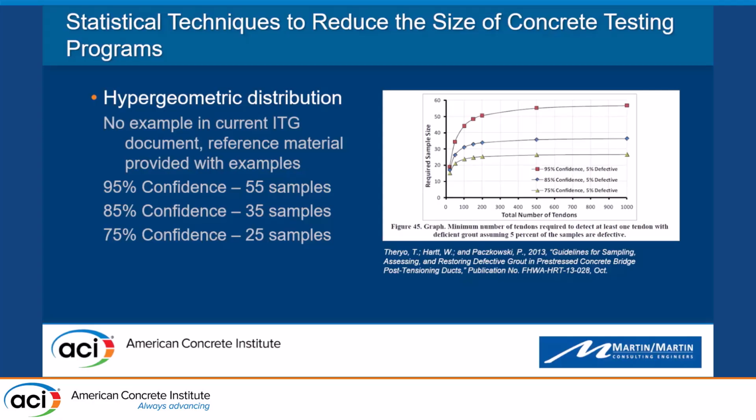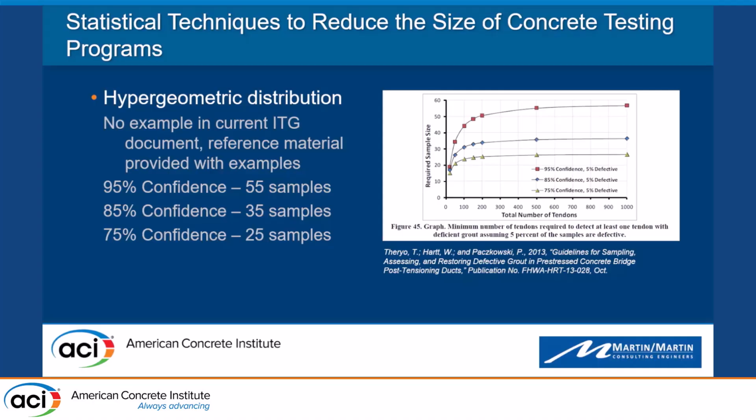So if I'd used this resource back when I was developing the sample size for this project, that suggests that for a 95% confidence level, and I want a high confidence level if I'm going to work on post-tension reinforcing because it can become a safety concern, then I need to start with 55 samples per population.